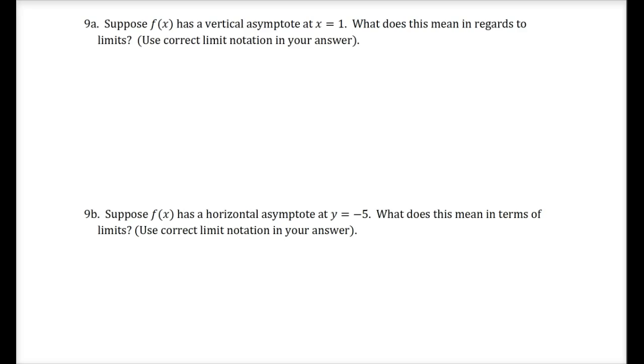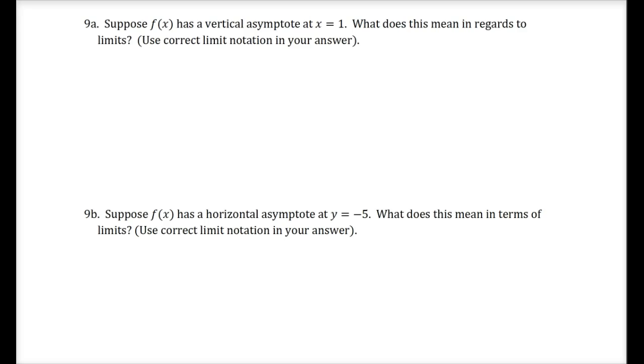All right, so now let's look at questions 9a and 9b. So we say, suppose that f of x has a vertical asymptote at x equals 1. So what does this mean in regards to limits? Or put another way, we need to express what that is in limit notation.